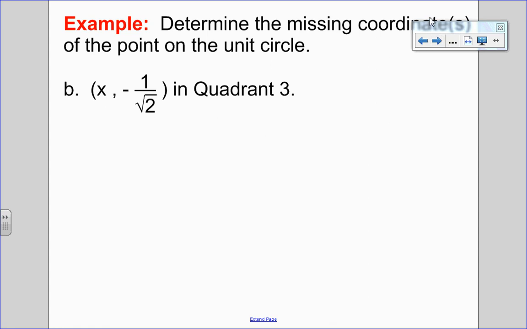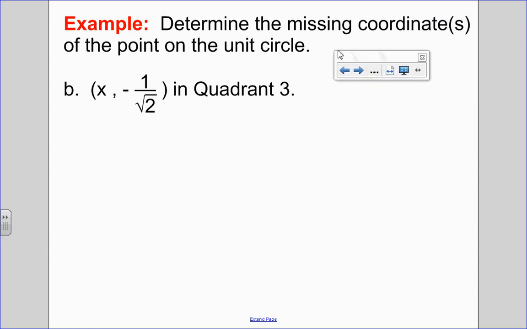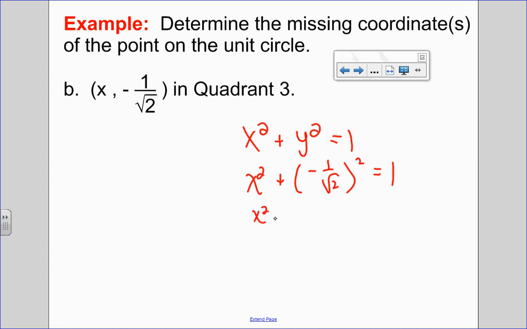Okay, let's try this one here where they're being specific. They don't want to just find points, they want to find a specific point in quadrant 3. So it's on the unit circle, it has coordinates of x and negative 1 over root 2. So since it's on the unit circle, I know it satisfies this equation. So let's plug in x and y, again using brackets, equals 1. So x squared plus negative 1 squared is negative 1 times negative 1, which is positive 1.